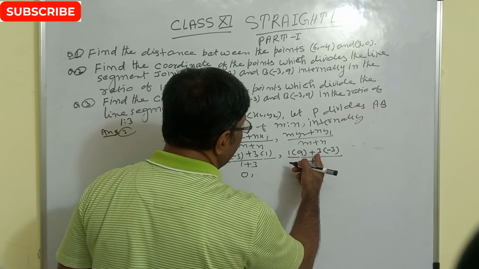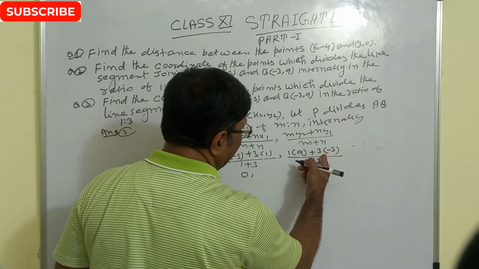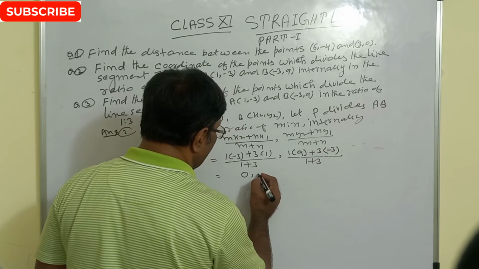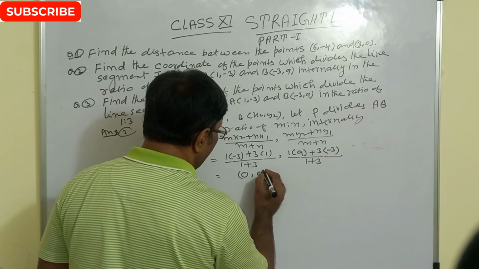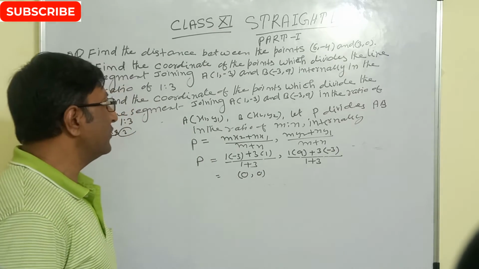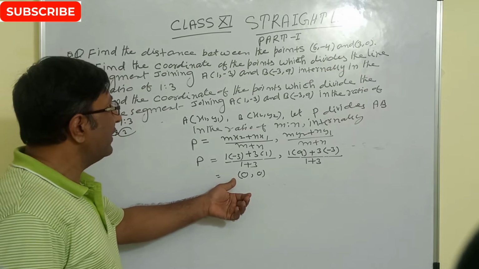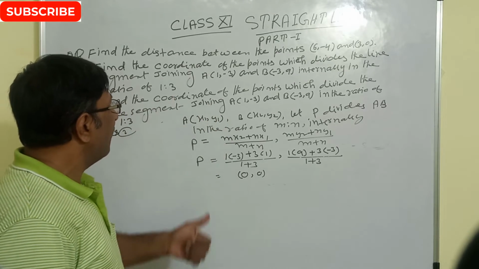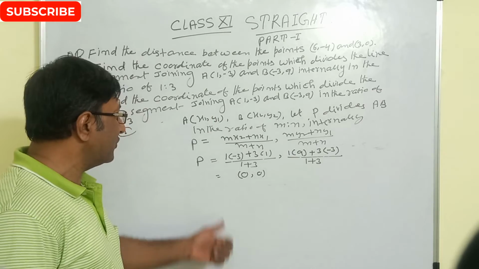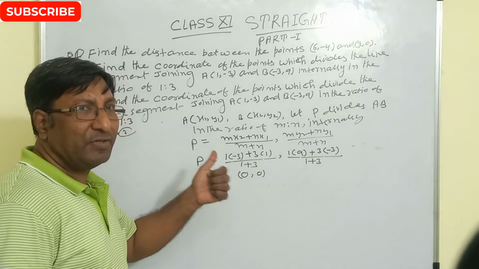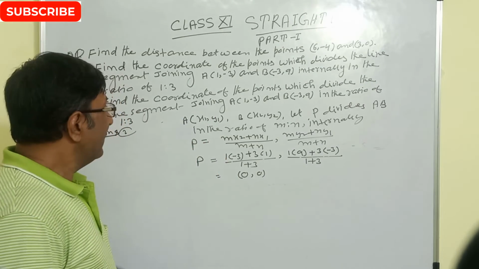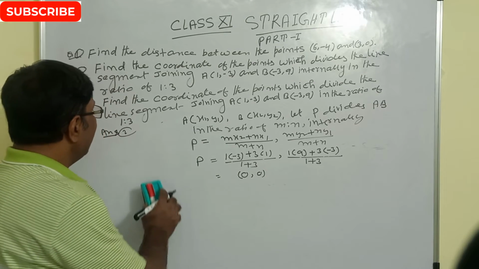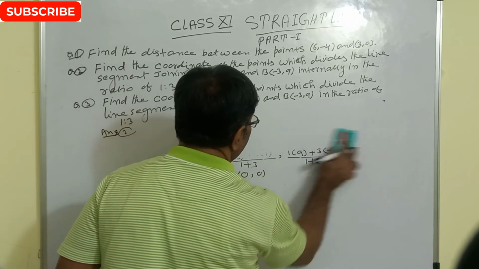And this is 3 into -3, which is -9. So 9 minus 9 is also 0. So P is (0, 0). So P is the point which divides AB in the ratio 1 is to 3 internally. So our correct answer is (0, 0). Okay? Good. Now you see the next question, that is the third.